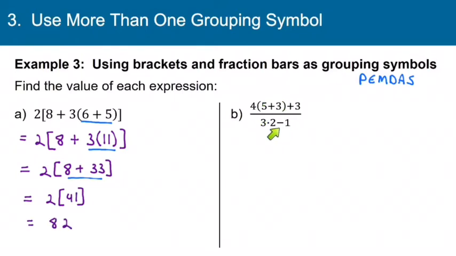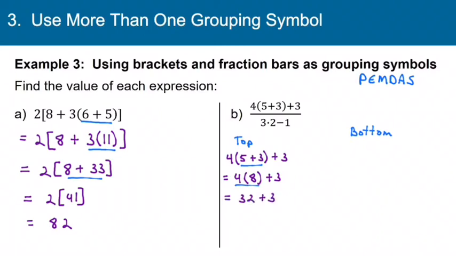And now let's look at our first fraction bar problem. So remember I told you you could work the top expression separately from the bottom expression, and that's exactly what I'm going to do here. I'm going to separate the top from the bottom, and working on the top first, I see that I'm going to have to work the addition inside these parentheses. 5 plus 3 is 8, so now I have 4 times 8 plus 3. Do the multiplication first, and that will give us 32 plus 3, which is 35.